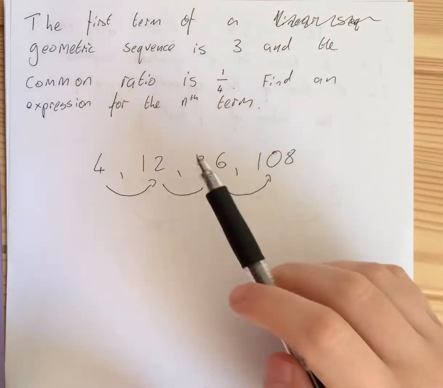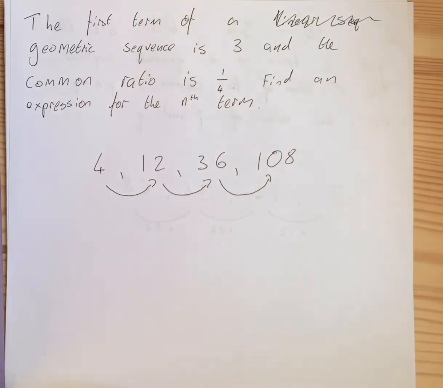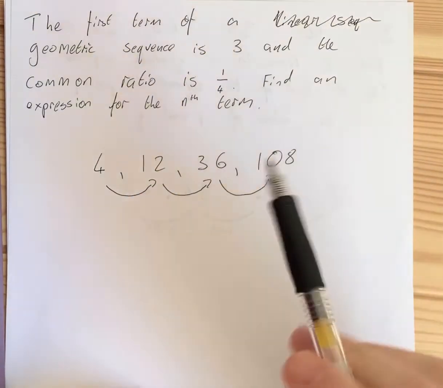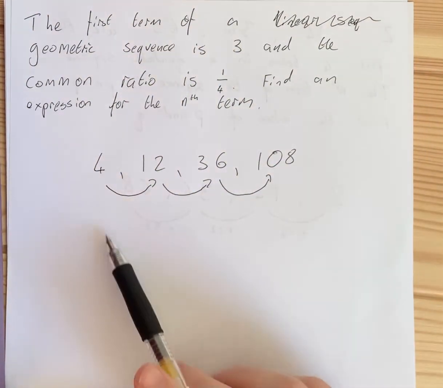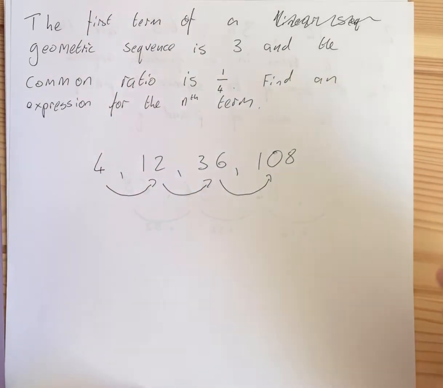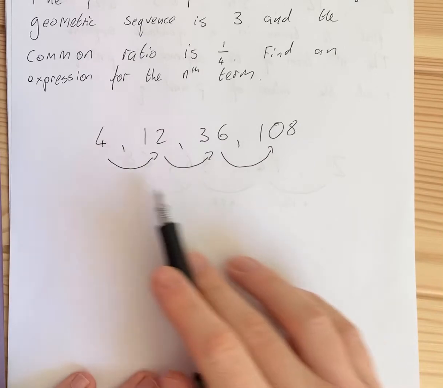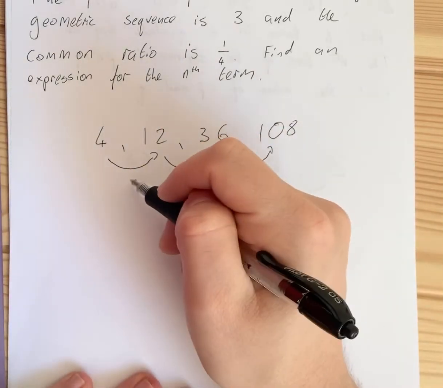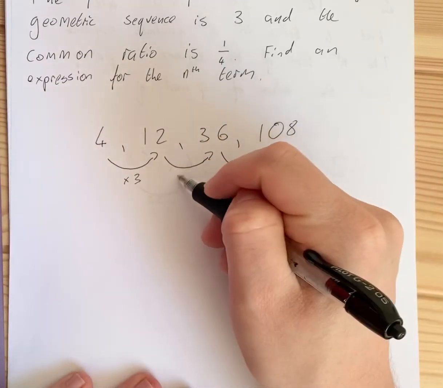Okay, so the next question that you guys struggled with a bit more was this one. This is about a geometric sequence. And we know a geometric sequence is one where you don't add the same amount each time, you multiply by the same amount each time. Okay, so this is one that I've just drawn here. Each time we're going to multiply by 3.